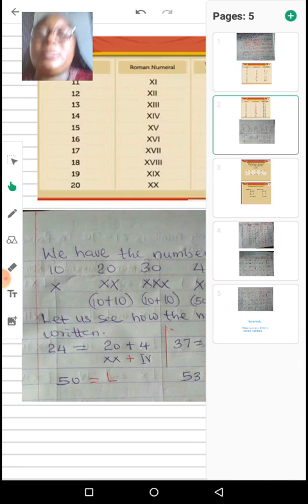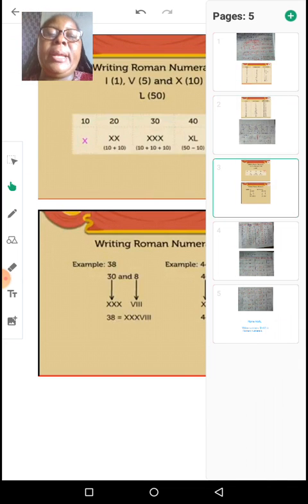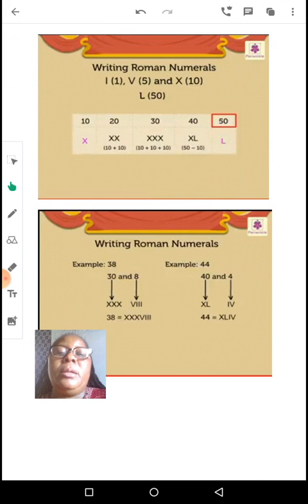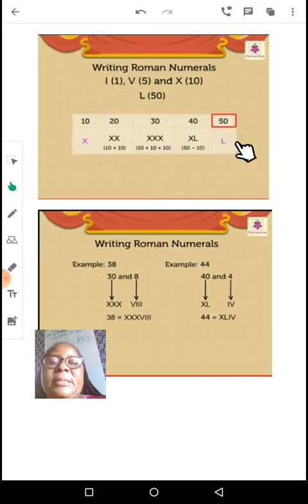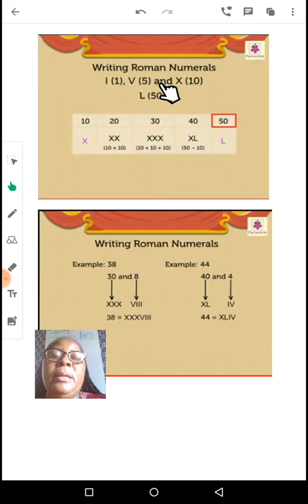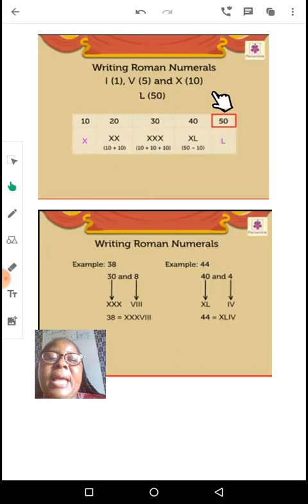Let's continue. The next one here, I want you to look at the following numerals. I've explained this for you, right? The Roman numerals: I is 1, V is 5, X is 10, and L is 50. I've explained this, all right?